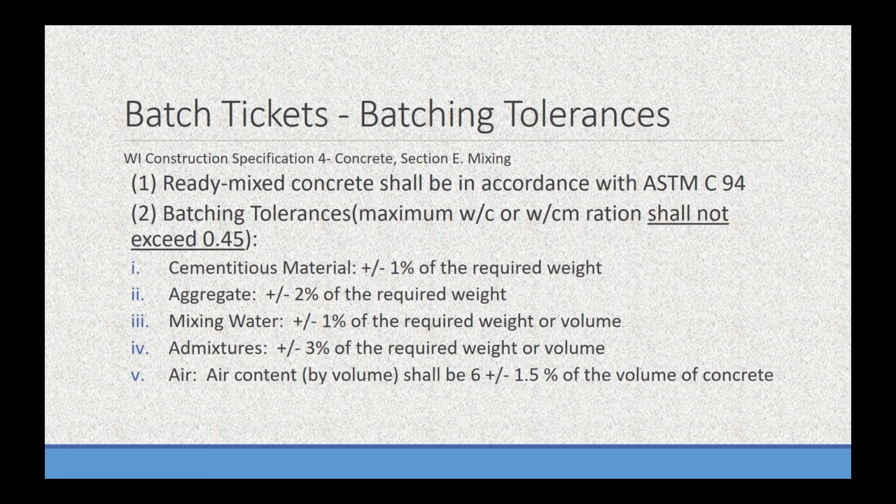And I mentioned earlier there's batching tolerances. So this is going to be right between the design mix information and the batching requirements. So this is in the ASTM C94. The main one that you're probably going to see when you're checking batch tickets is the cementitious material, where we're allowed to go plus or minus 1% of the required weight. You should note that even with that tolerance, we cannot exceed 0.45. So they can be a little low on their total cementitious material, but they cannot exceed the requirement of the 0.45 water cement ratio. And then these are just some of the other tolerances that are listed. We've got aggregate tolerance, mixing water tolerance, admixture, and air.